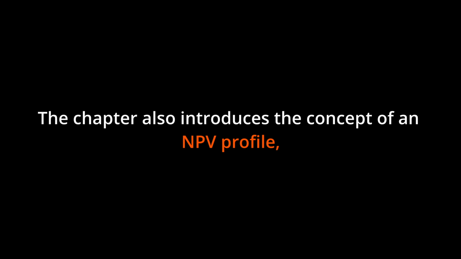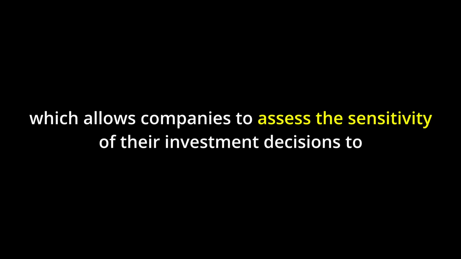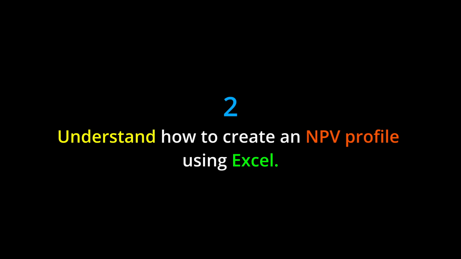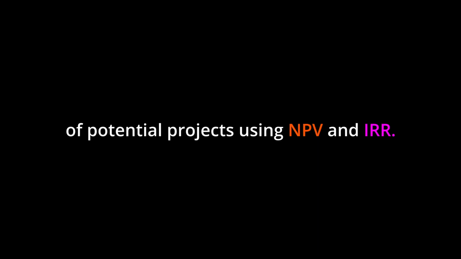The chapter also introduces the concept of an NPV profile, which allows companies to assess the sensitivity of their investment decisions to changes in financing costs. Learning objectives. By the end of this chapter, you should be able to: 1. Calculate NPV and IRR using Excel. 2. Understand how to create an NPV profile using Excel. 3. Evaluate the financial viability of potential projects using NPV and IRR.